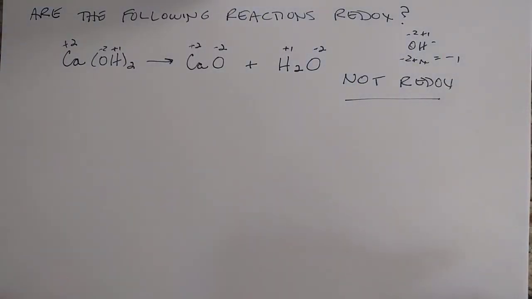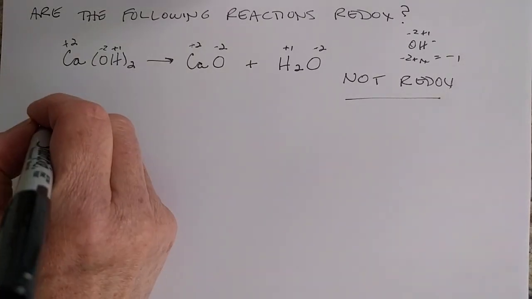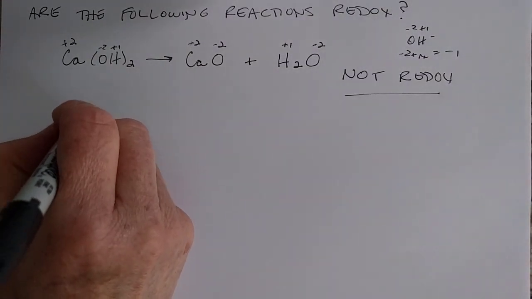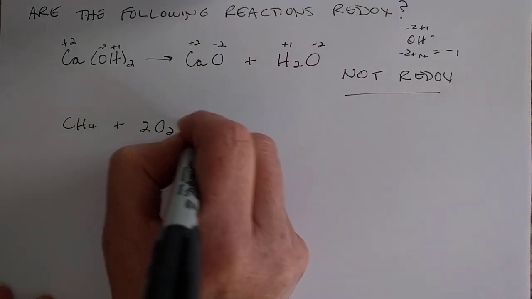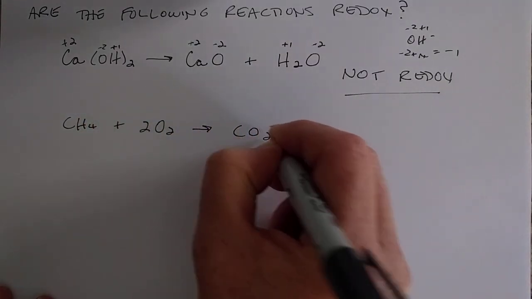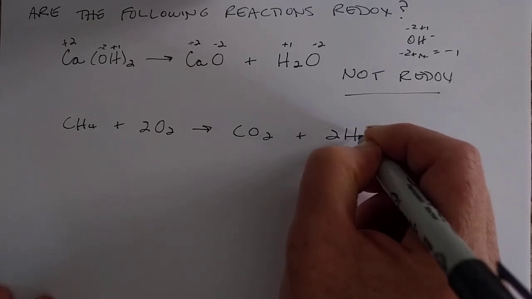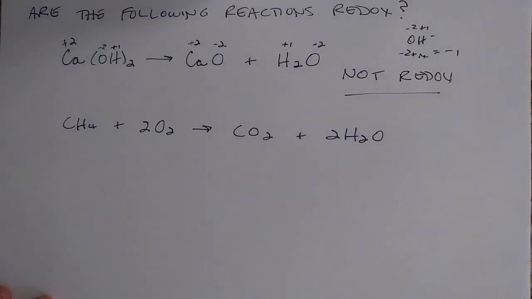We do not have a change in oxidation state. Okay, for our next example, let's look at the good old Bunsen burner reaction. So we have CH4, methane gas, plus oxygen gas, goes to carbon dioxide gas and water.